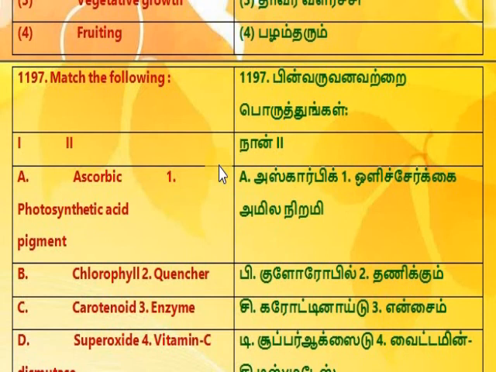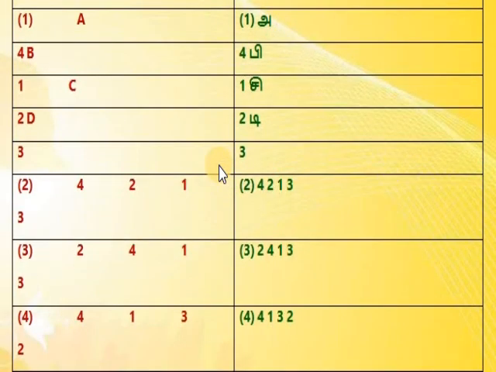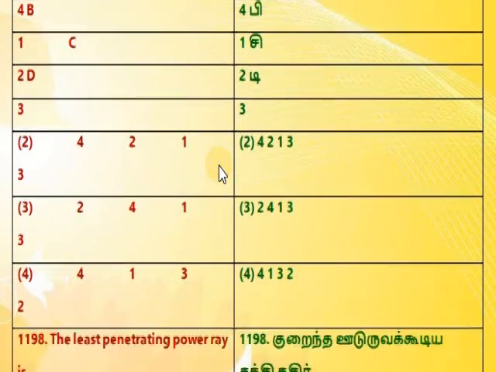1197. Match the following. A. Ascorbic acid, B. Chlorophyll, C. Carotenoid, D. Superoxide dismutase with 1. Photosynthetic pigment, 2. Quencher, 3. Enzyme, 4. Vitamin C. Options: 1. A-4, B-1, C-2, D-3. 2. 4213. 3. 2413. 4. 4132.